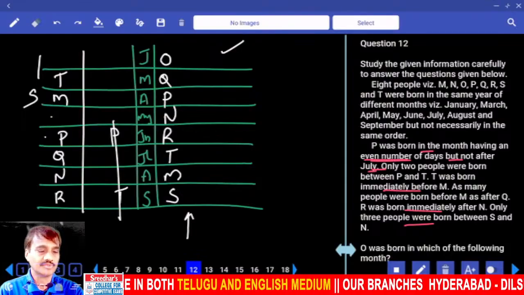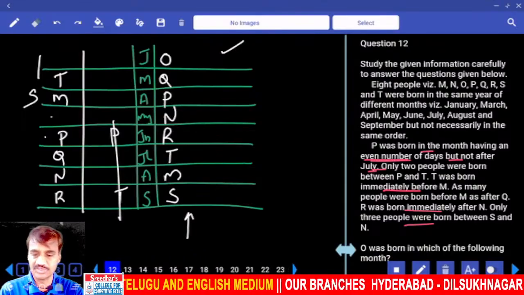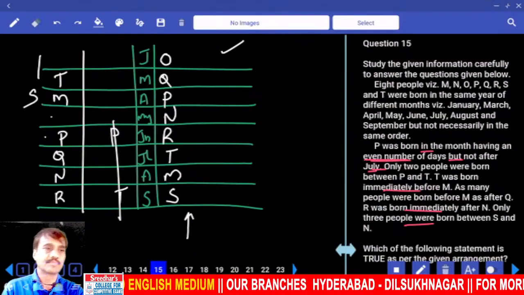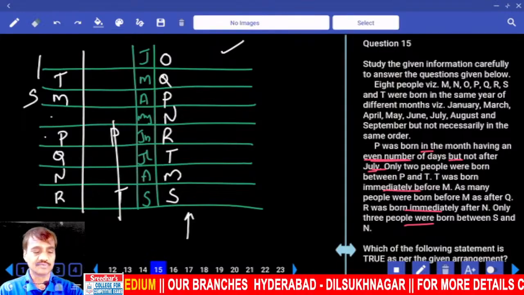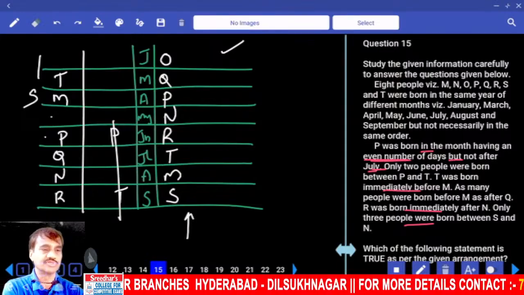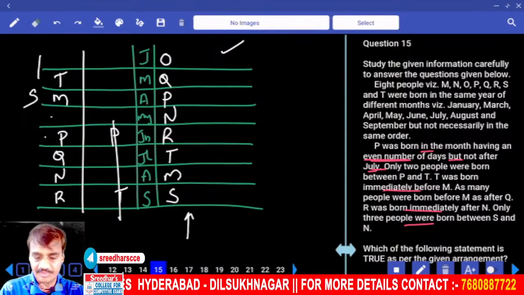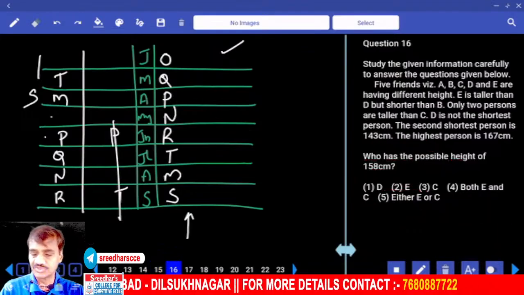Done? Now this is about question numbers 12 to 15. Was it easy or not? And that is the reason we have chosen this one under the first priority. Then coming to question number 16 onwards.